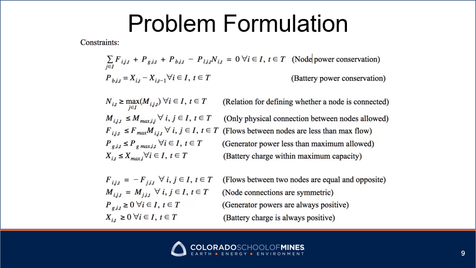And then the last few constraints just say that the flows between two nodes have to be equal and opposite. So the flow from node 1 to node 2 should be opposite the flow from node 2 to node 1. The node connections should be symmetric, so if 1 and 2 are both connected, then 2 and 1 are also connected. And then finally, power generation and battery charge are always positive.